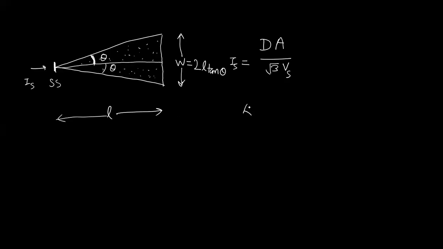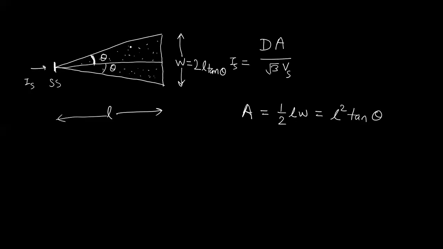Now, what is the total area under this, what is the total surface area? So it is basically the area of the triangle, which is half L W. Okay. And substituting W equal to 2 L tan theta, the 2 and 1 by 2 cancel, so that turns out to be L square tan theta.